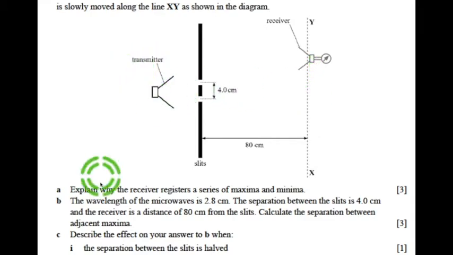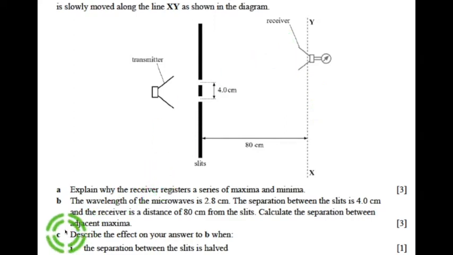So let's have a look at the first question. A, explain why the receiver registers a series of maxima and minima. Well, we've just talked about that. After the waves transfer through these two slits, we have two wave sources which can interfere. They're of the same frequency and wavelength. We can say they're coherent. They have a constant phase difference, which means when they interfere, we're going to get constant interference. Areas of high intensity, maxima, where the waves have interfered constructively, and low intensity, minima, where the waves have interfered destructively.